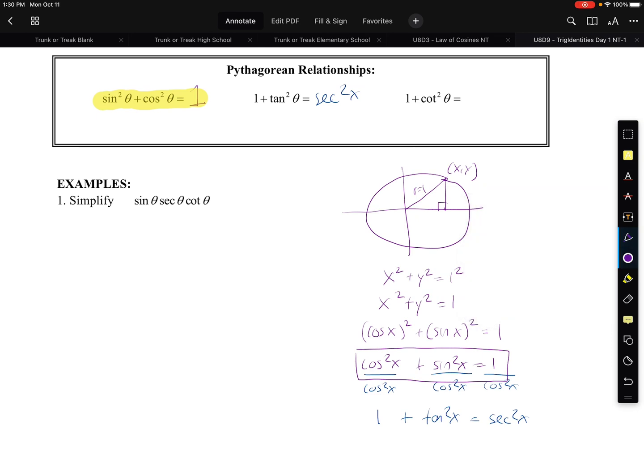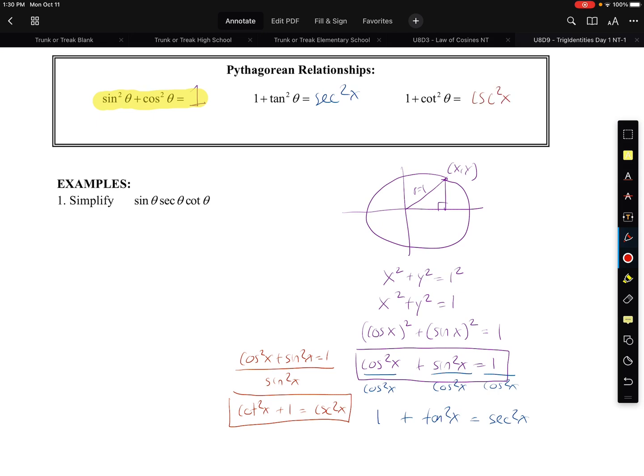So if we want to make another formula, imagine we took cos squared x plus sine squared x equals 1. Imagine I divide everything by sine squared. Cos over sine is cotan squared x. Sine divided by sine is 1. 1 over sine is cosecant squared x.